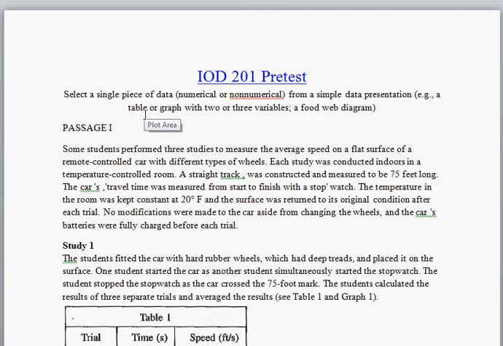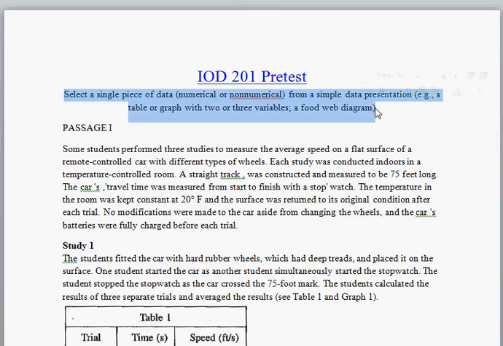Alright everybody, this is the video that explains the pretest for IOD 201. IOD 201 is a college readiness standard. IOD stands for interpretation of data. 201 is the level. It's in the 200s level and it's in the first row.